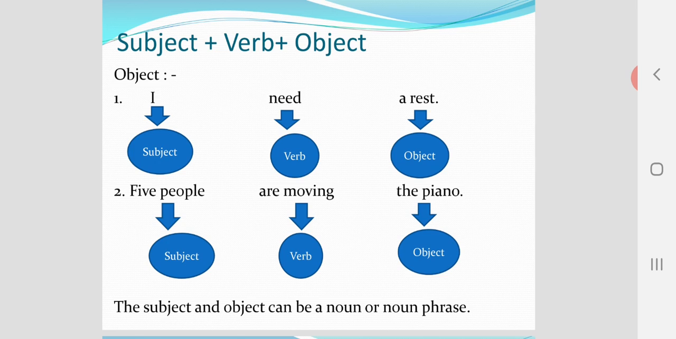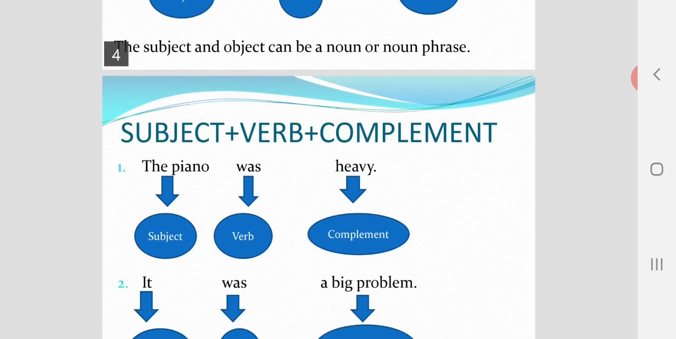I need a rest. So I here is subject, need here is verb and rest here is object. 5 people are moving the piano. 5 people subject, are moving verb and the piano is object. So this is the second sentence structure, subject plus verb plus object.